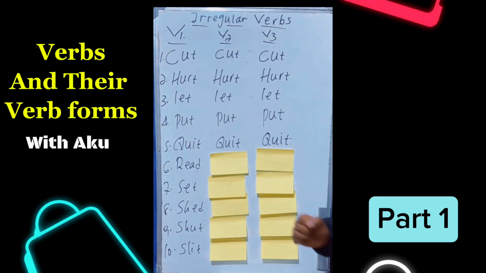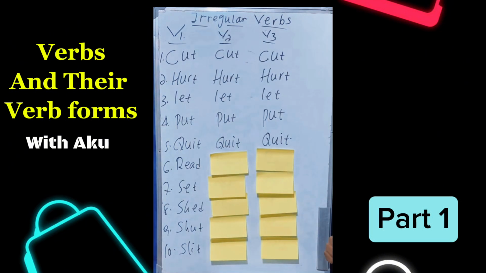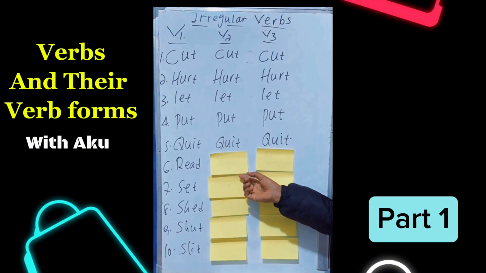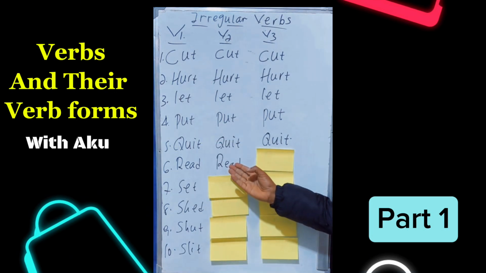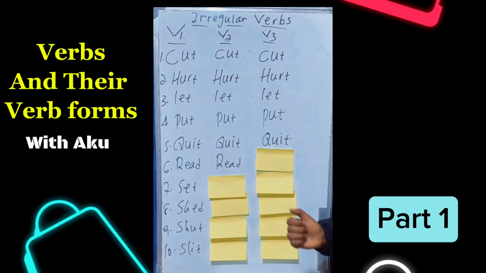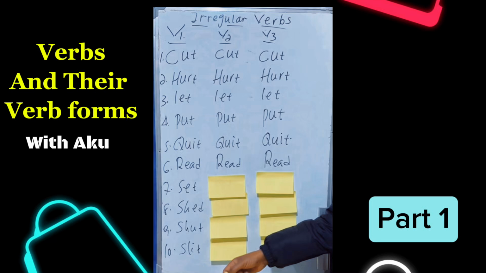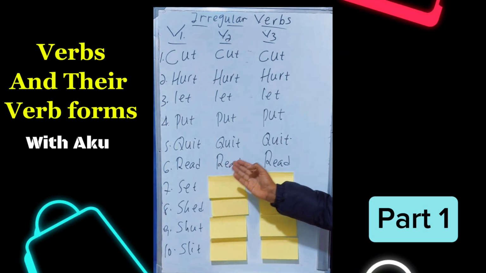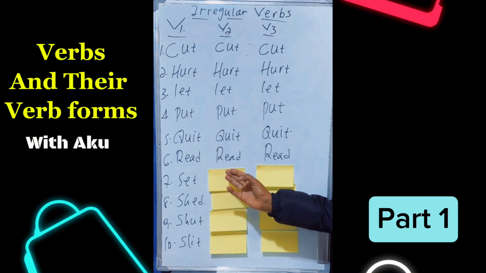What is the verb 2 form of this verb? Read. Verb 2? It's not read. It is read. And this one, verb 3, is read. Read, read, read.